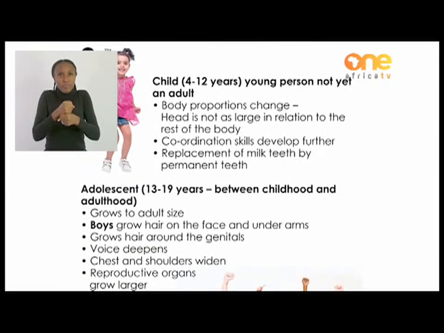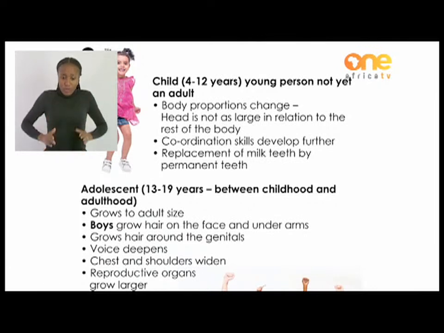These people are actually young persons, not yet adults. But how do they look? How will you tell if somebody is a child or not? In a child, the body proportions change. The head is not as large in relation to the rest of the body. We have explained that in the infant the head is bigger than the body. But here, if you are a child, the body should now be bigger than the head.